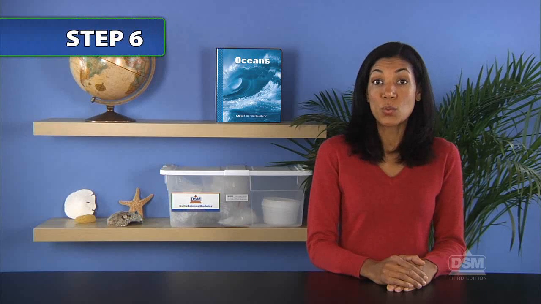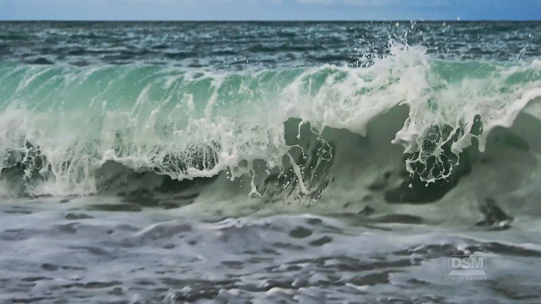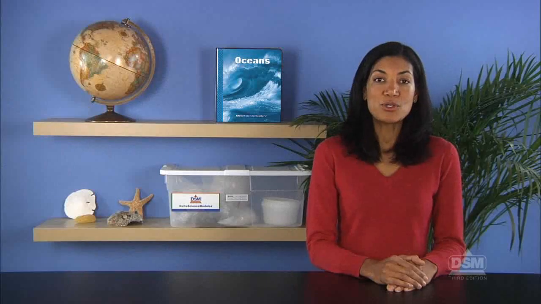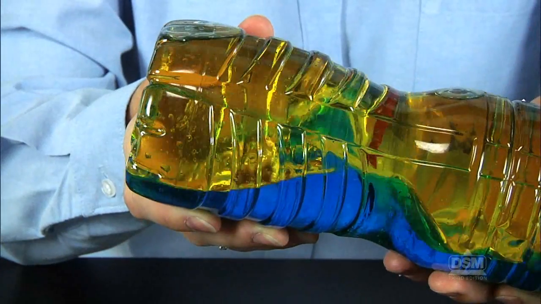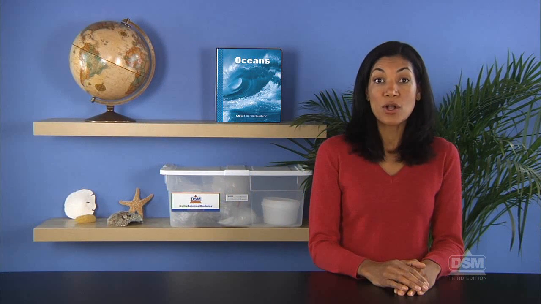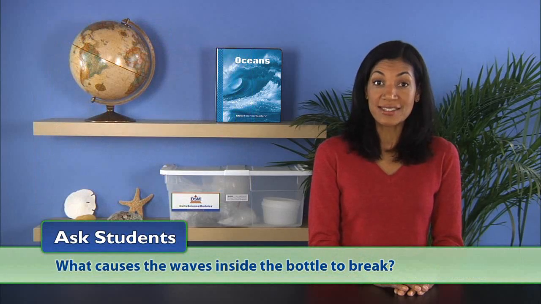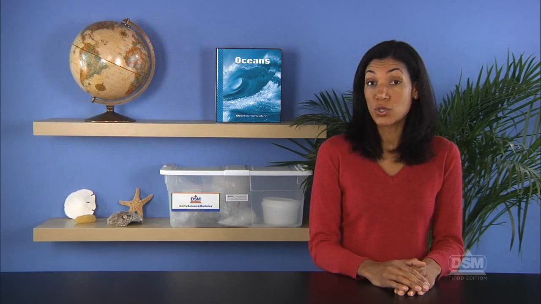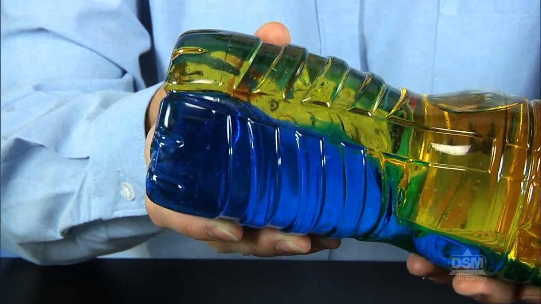Finally, ask students what happens to waves as they reach shore. Students who have been to the beach will know that waves break as they approach shore. To demonstrate, hold up the wave bottle and rock it again. Ask students to notice what happens to the waves as they reach the ends of the bottle. Inform the class that waves that fall over are called breakers. Ask what causes the waves inside the bottle to break. Students should note that running into the ends of the bottle caused the waves to break.